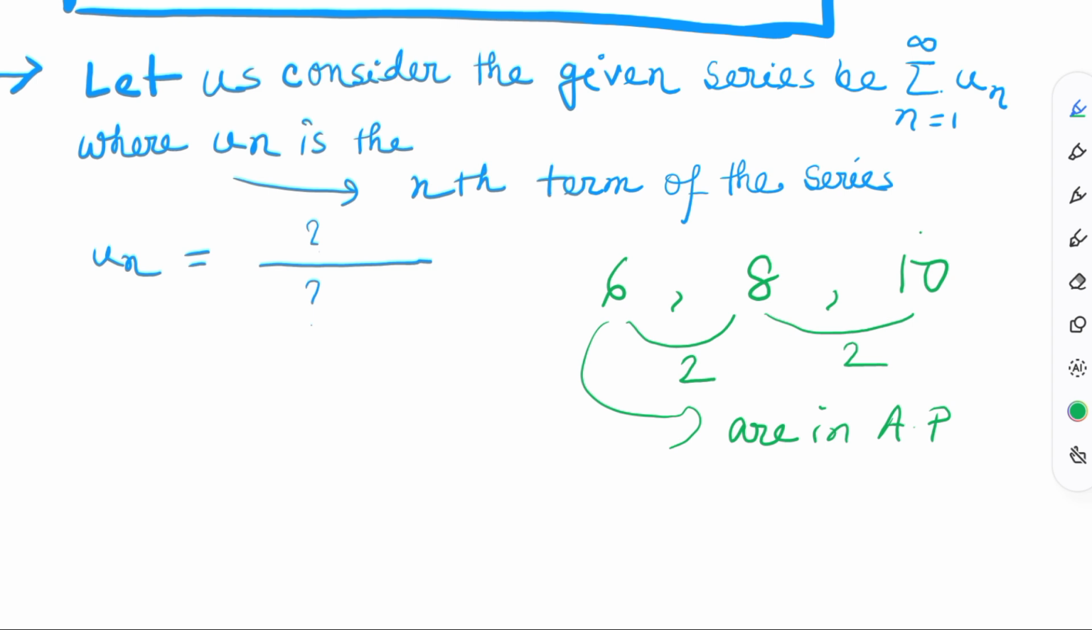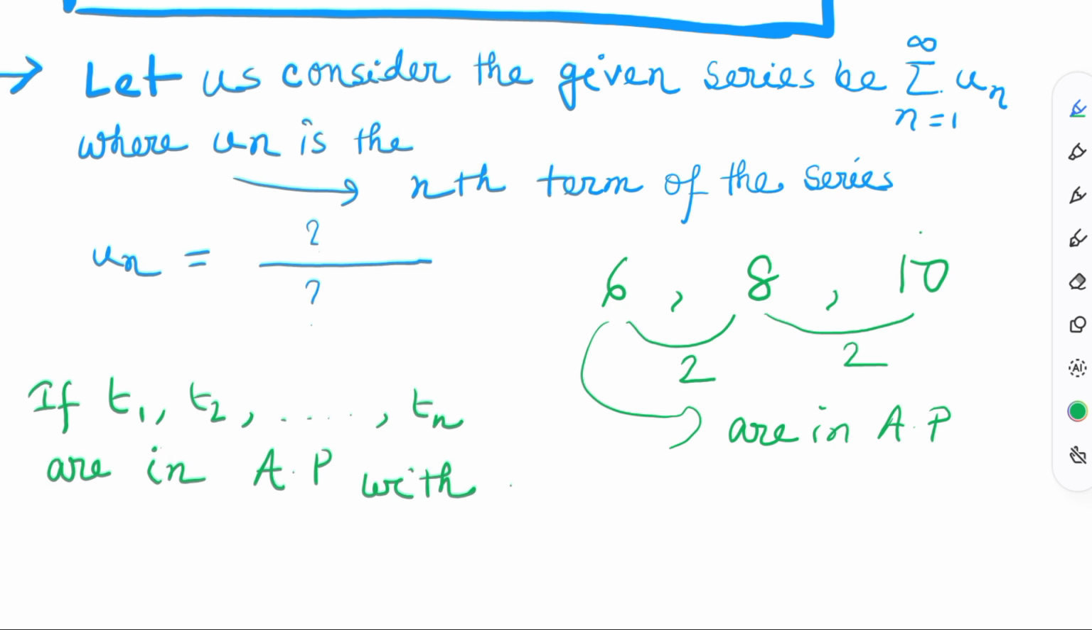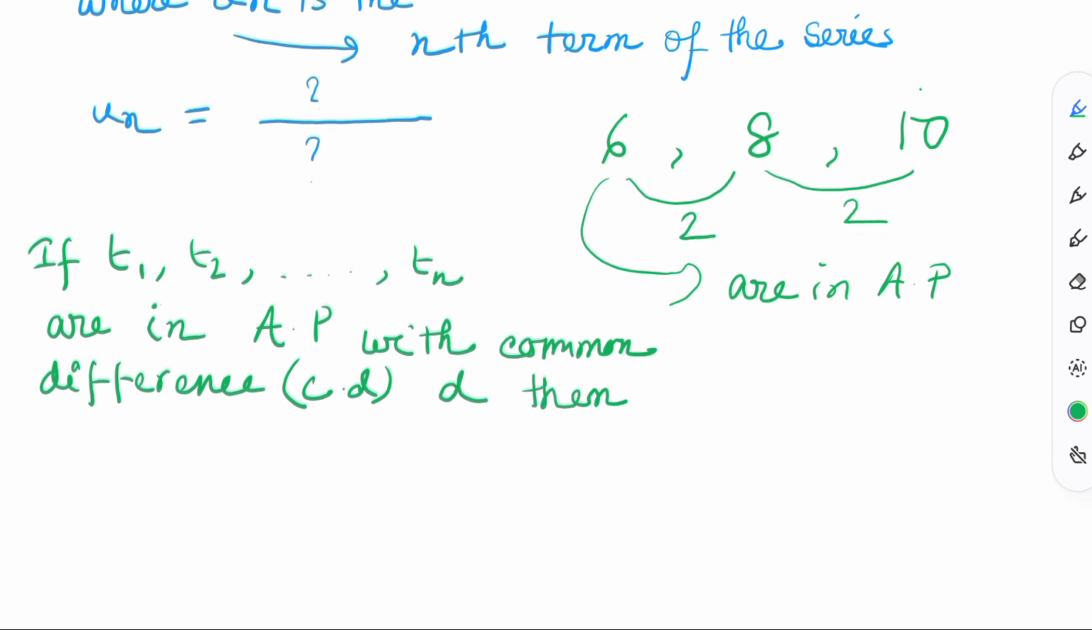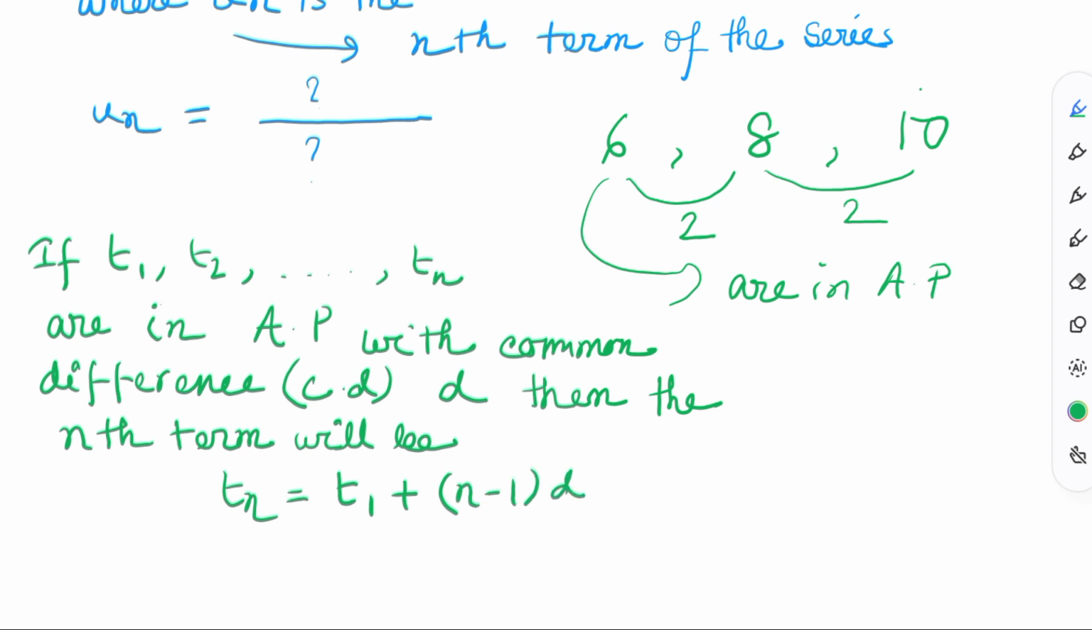Now we know a result that if T1, T2, ..., Tn are in arithmetic progression with common difference D, then the nth term will be Tn equal to T1 plus n minus 1 into D, where T1 is the first term.